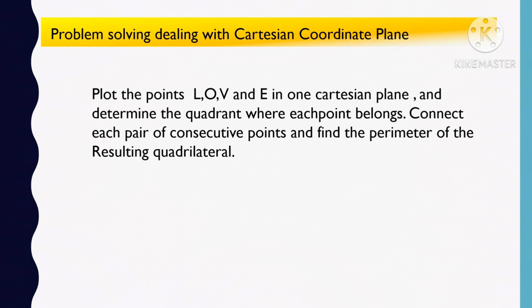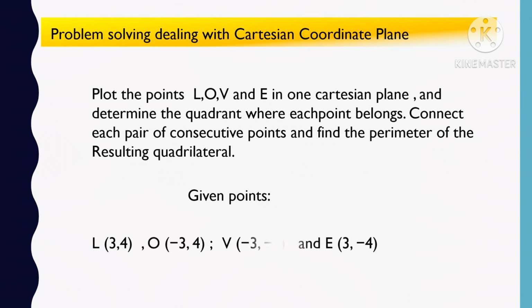Problem solving dealing with Cartesian coordinate plane. Plot the points L, O, V, and E in one Cartesian plane and determine the quadrant where each point belongs. Connect each pair of consecutive points and find the perimeter of the resulting quadrilateral. Our given points: L with coordinates 3, 4, O coordinates negative 3, 4, V with coordinates negative 3, negative 4, and E coordinates 3, negative 4.